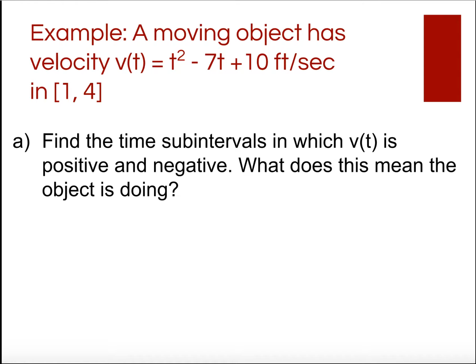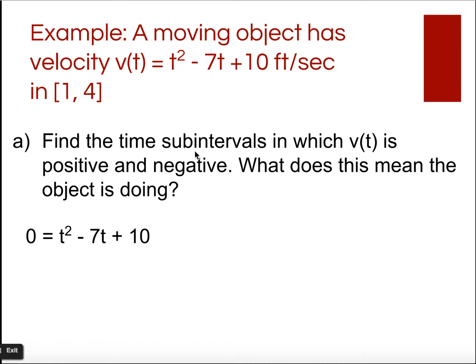So an example, it says a moving object has velocity v of t equals t squared minus 7t plus 10 in feet per second, and we're only focused on the interval from 1 to 4. So the first question is, find the time subintervals, so what times between 1 and 4 seconds is the velocity positive and where is it negative? And then what does this mean the object is doing?